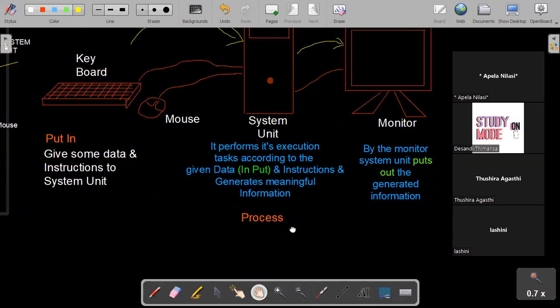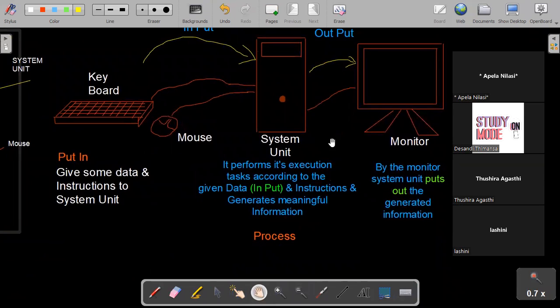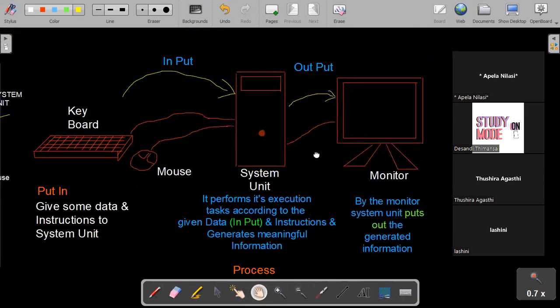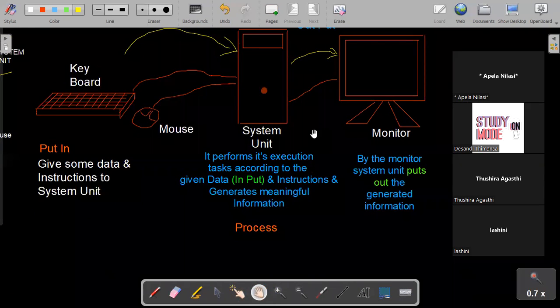Then within this working process of the computer, we can see some sort of major common tasks. What are they? Input, process, and output.